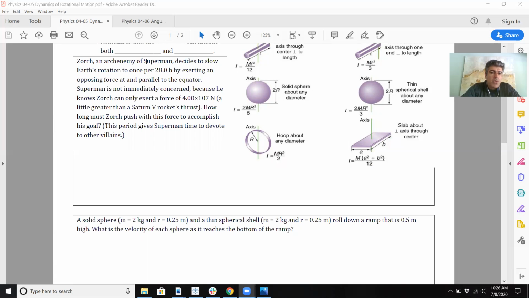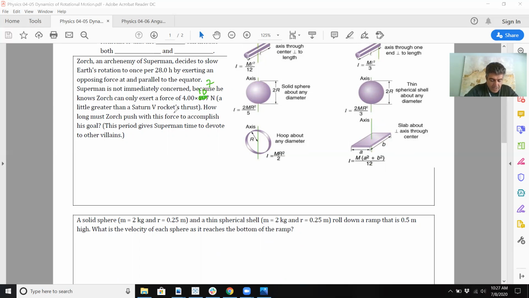Okay. Superman's not immediately concerned because he knows Zorch can only exert a force of 4 times 10 to the 7th newtons. That should be times 10 to the 7th, by the way. That's a typo. A little greater than Saturn V rocket's thrust. But anyway, how long must Zorch push with this force to accomplish his goal? This period gives Superman time to devote to other villains. Okay. I can see the practicality if you're in the comic books of this word problem.